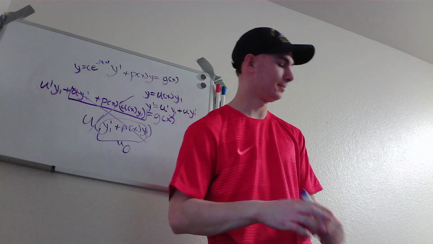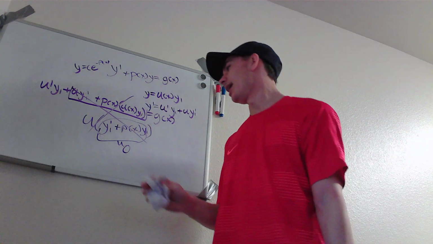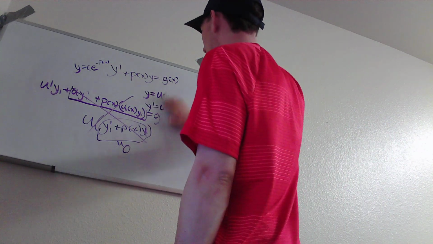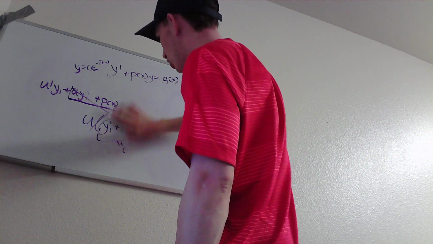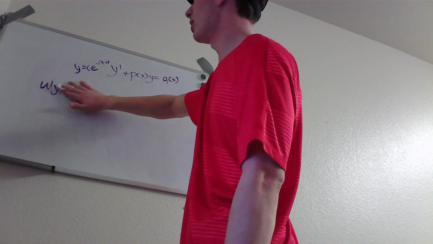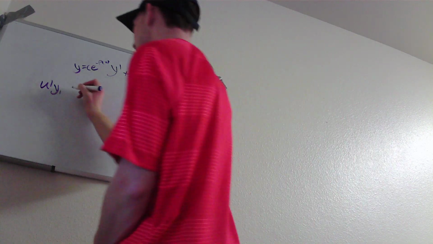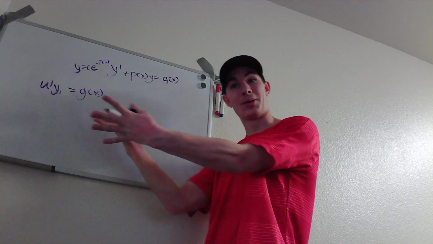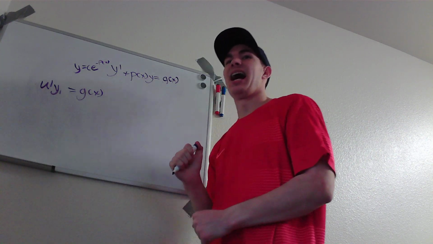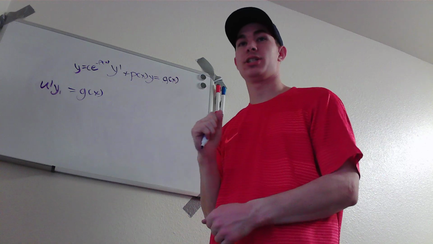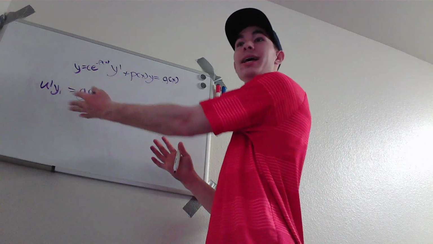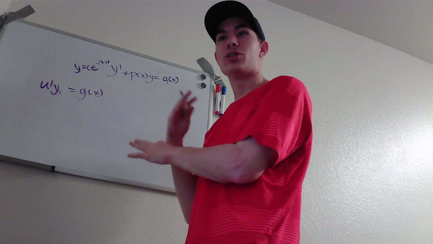Magically. Super cool. Thankfully. Because if it didn't, I would probably cry. So this all goes away. And you're left with u prime times y1 is equal to g of x. That's pretty cool. Pretty neat. So u prime y1 is equal to g of x. Now what do? Well, very simple. You just solve an integral.